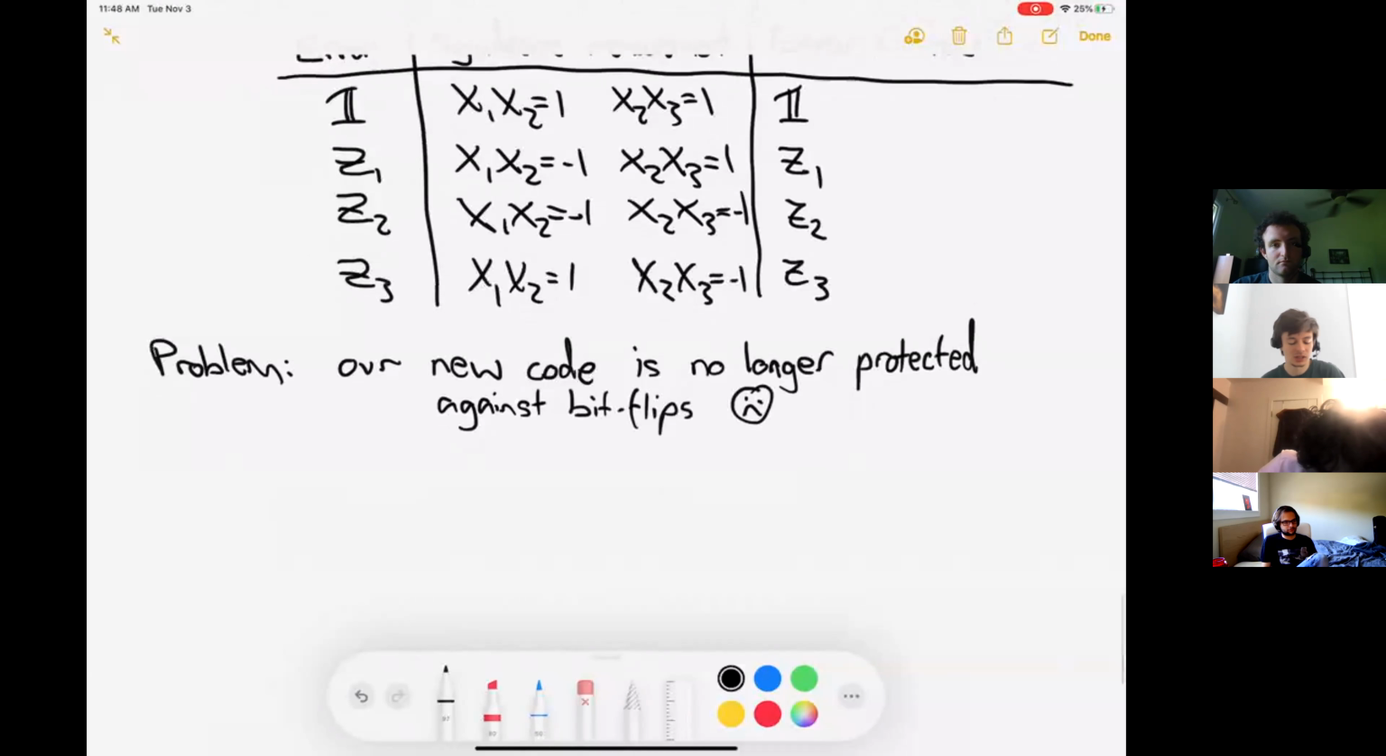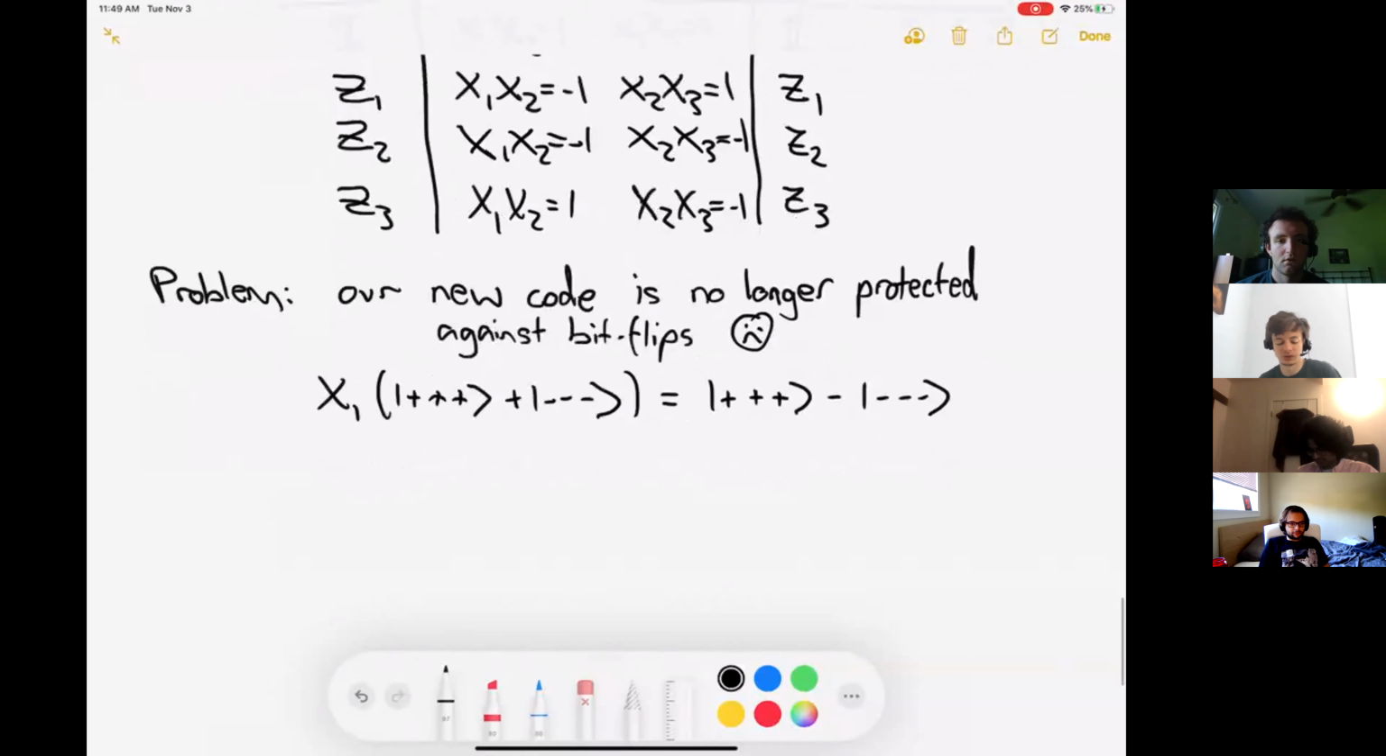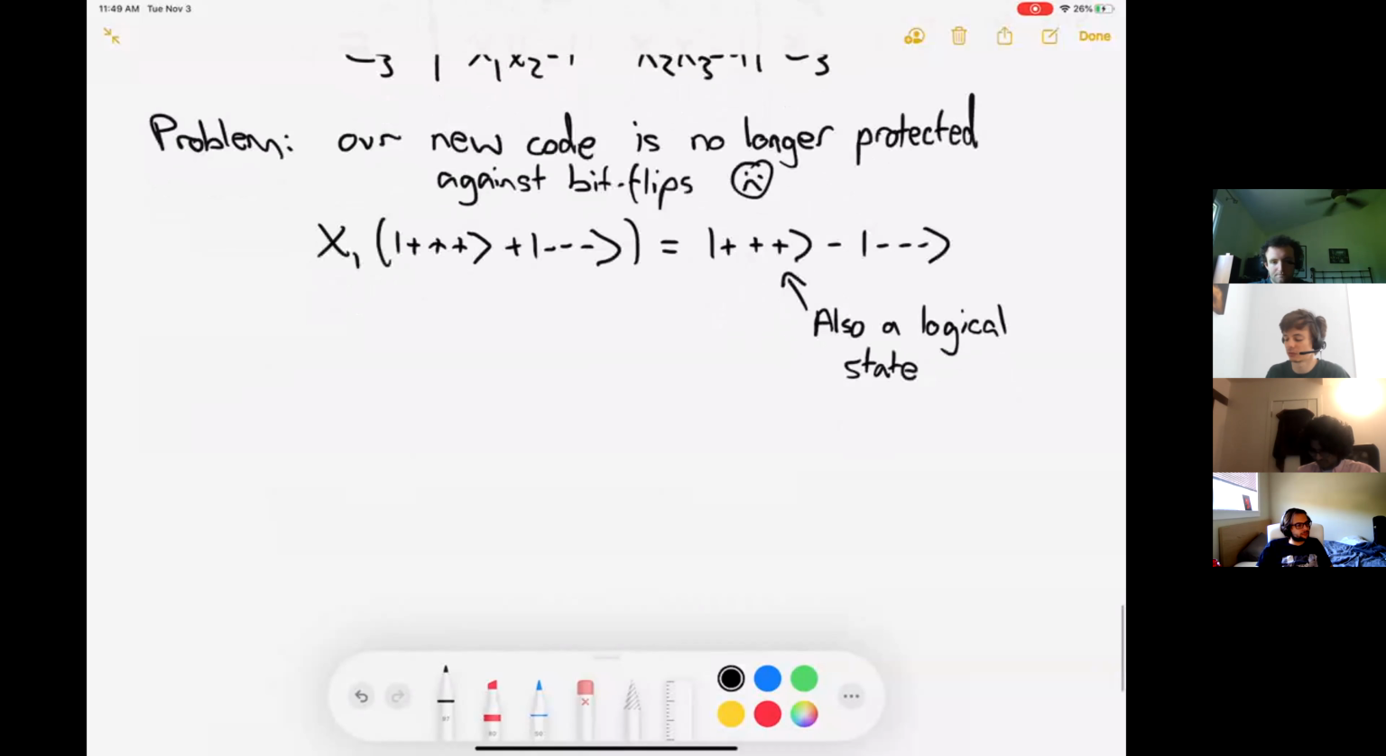So like X1 acting on plus, minus, minus, minus, right? X1 takes plus to plus and minus to minus, minus. So this is equal to plus, minus, minus, minus, minus, which is, of course, also a logical state. So again, we can't correct the error because our error took one logical state to a different logical state rather than to something new that we can recover from.